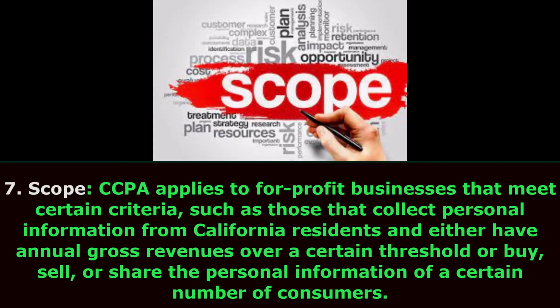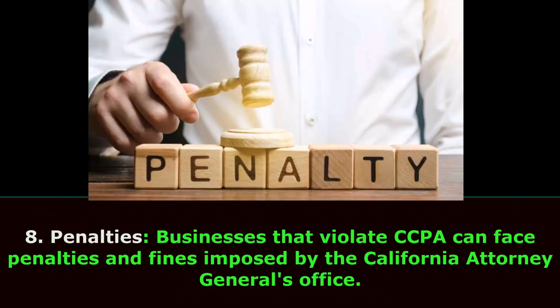7. Scope. CCPA applies to for-profit businesses that meet certain criteria, such as those that collect personal information from California residents and either have annual gross revenues over a certain threshold or buy, sell, or share the personal information of a certain number of consumers. 8. Penalties. Businesses that violate CCPA can face penalties and fines imposed by the California Attorney General's office.